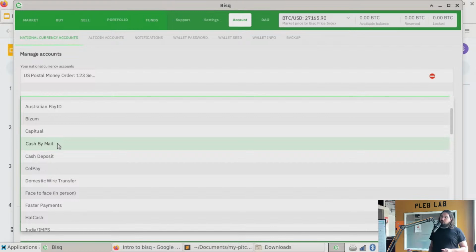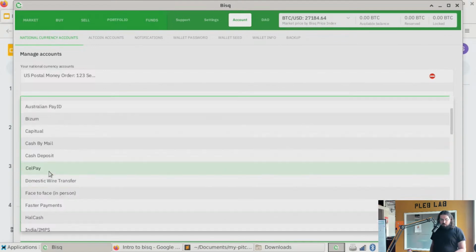Only if you put a legitimate return address on there. You don't need to have a return address on outgoing mail. It's only there in case they can't deliver it, they can send it back to you. So cash by mail is an option.